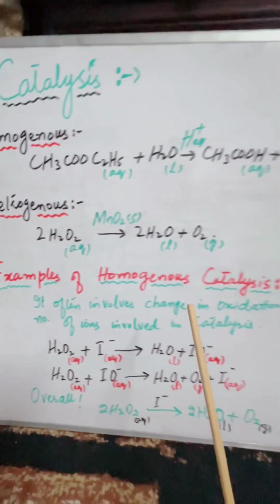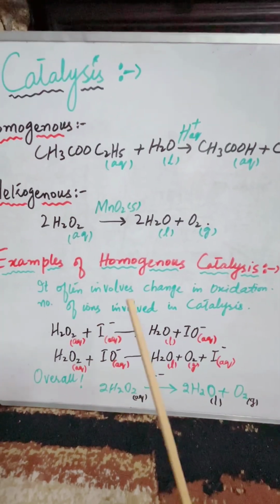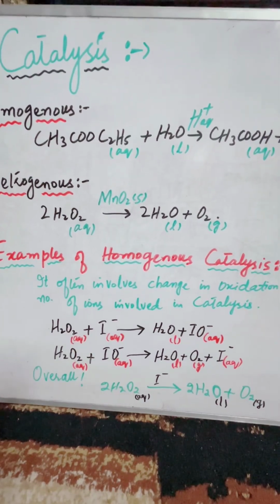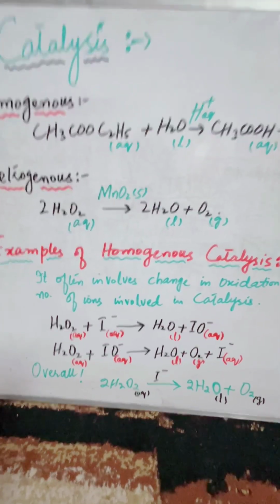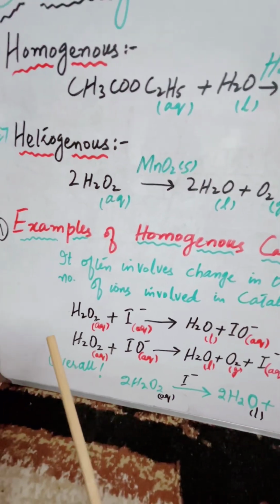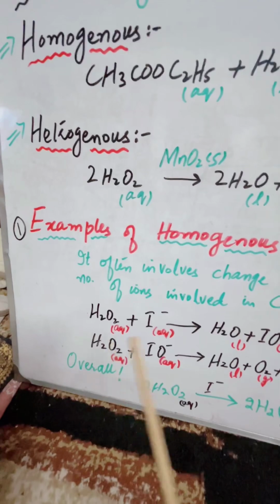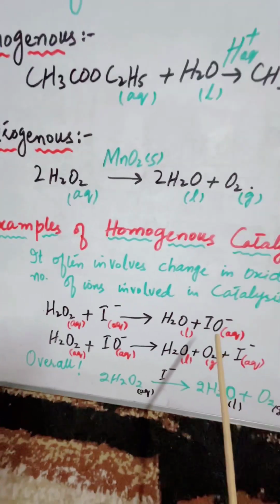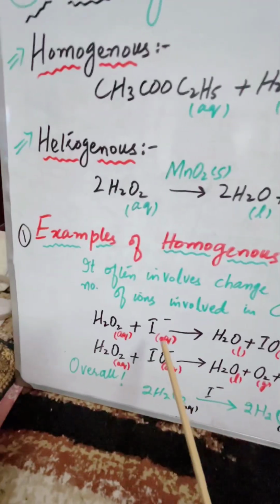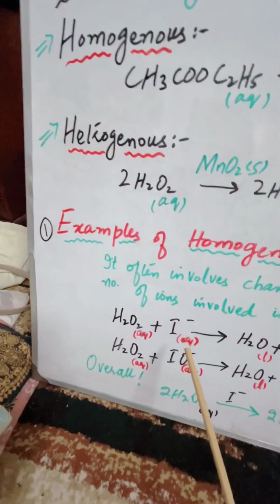Let's see the examples of homogeneous catalysis. Students, this often involves change in oxidation number of ions involved in catalysis. Okay, so for example, this is hydrogen peroxide, and what happens is the iodide ions are first oxidized to iodate ions. These iodide ions are the catalyst. So let's see what happens.